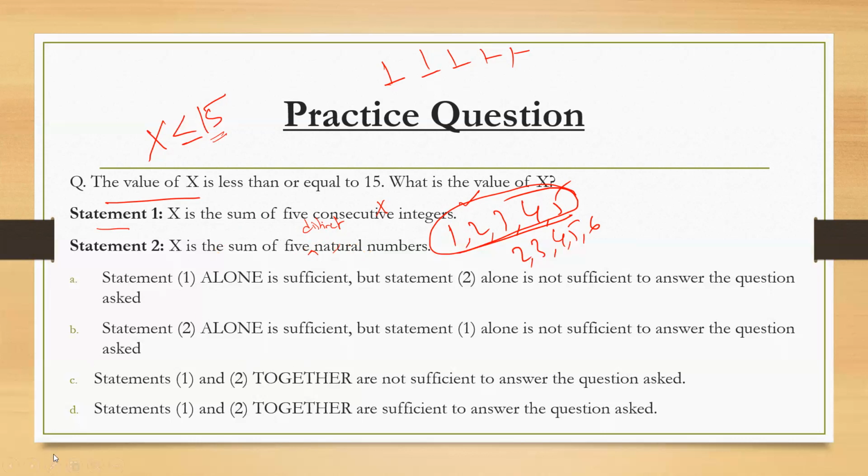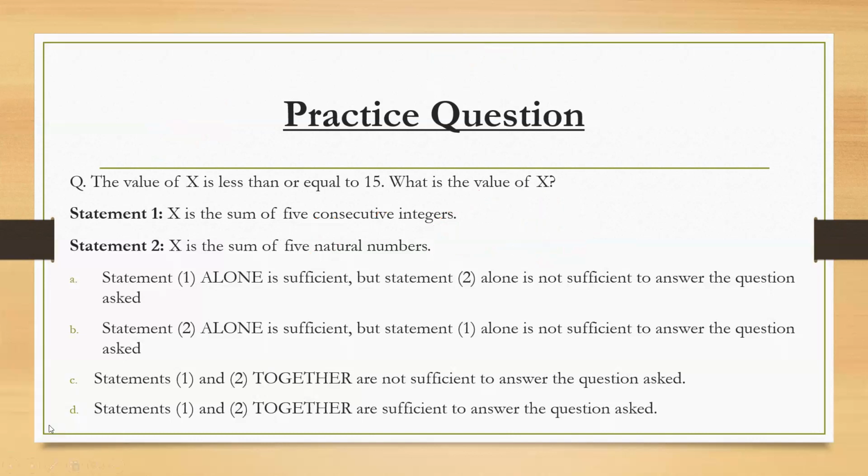So now, going back to the original question, we understand that statement 1 does not answer my question. Statement 2 does not answer my question. Now what I have to do is combine both of them and check. The condition given here is x is less than or equal to 15. Now what is the condition I have if I'm taking both together? x is the sum of 5 consecutive integers, and x is the sum of 5 natural numbers.